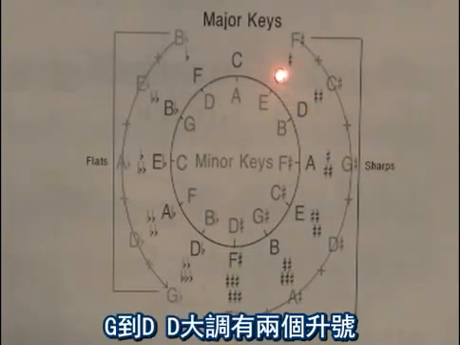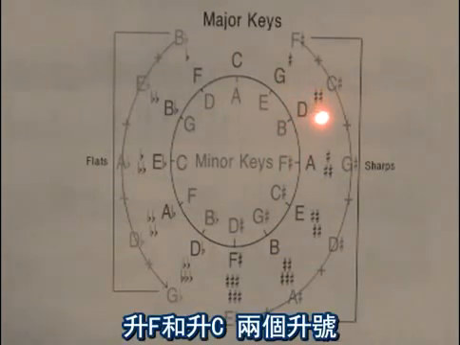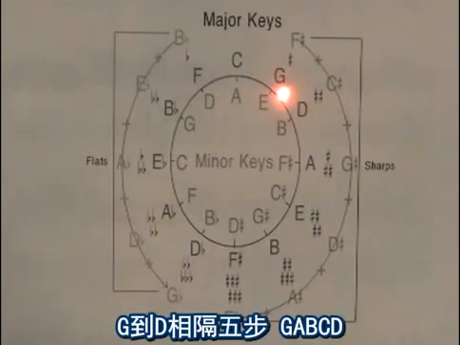Now, G to D, when you have a D major scale, it has two sharps. You notice the two sharps here? And that's your F sharp plus your C sharp. So you start having two sharps. And notice the distance from G to D is about 5 steps: G, A, B, C, D.